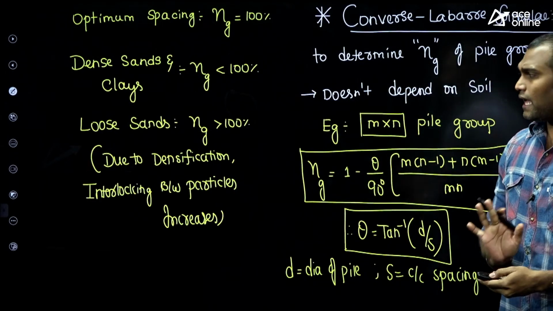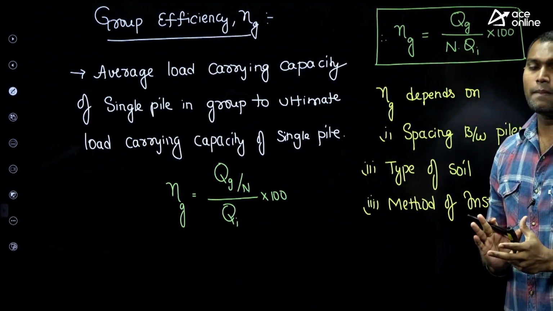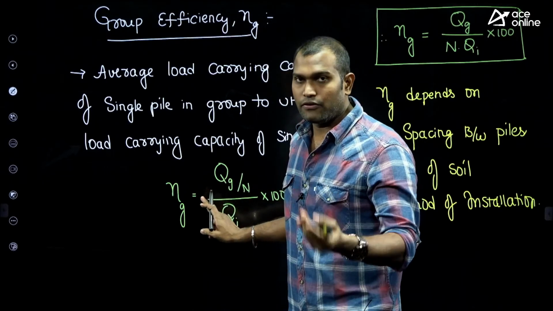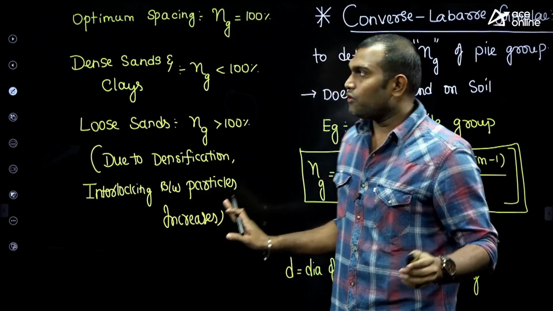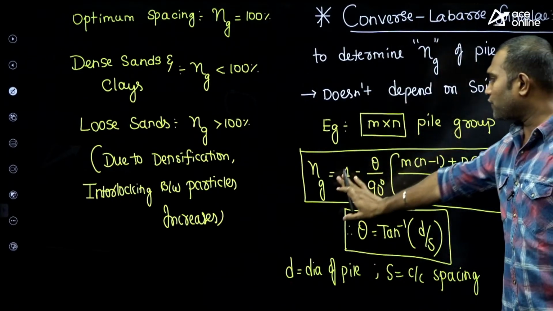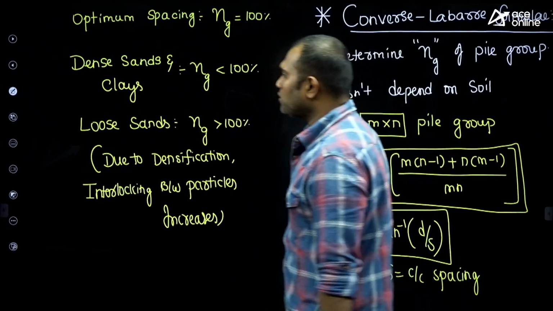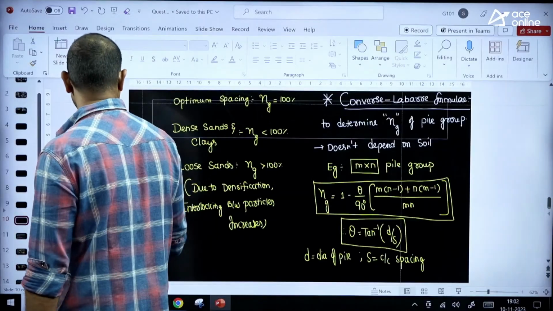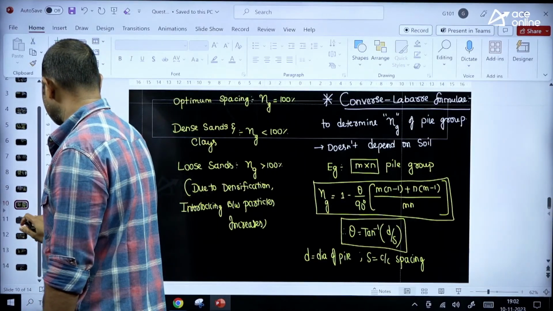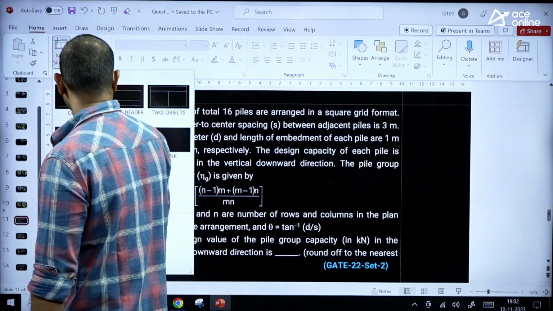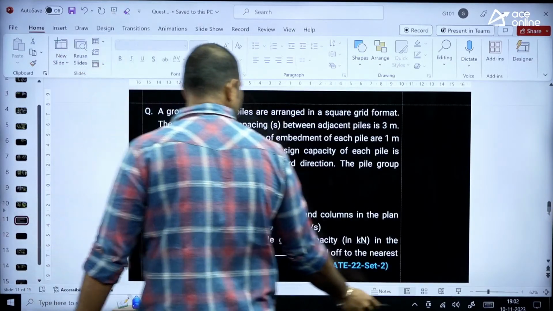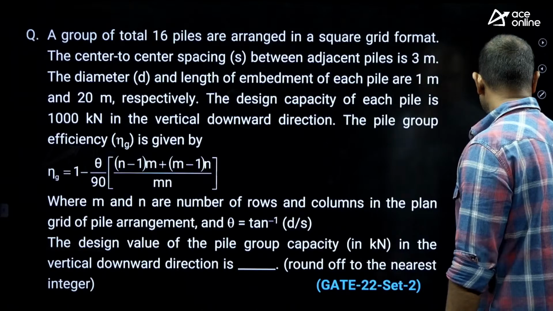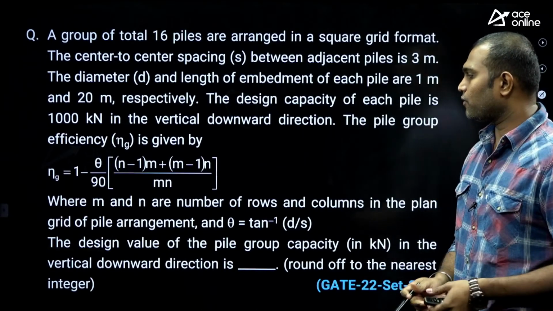Now we'll see this question. I'm not giving the lecture on how to determine the ultimate load carrying capacity of the group directly. I'm giving you, if you don't know the soil property, you can use the Converse-Labarre formula. From there you can find out the group efficiency. Okay, so now let's see that question. This is the last question that I want to discuss now.